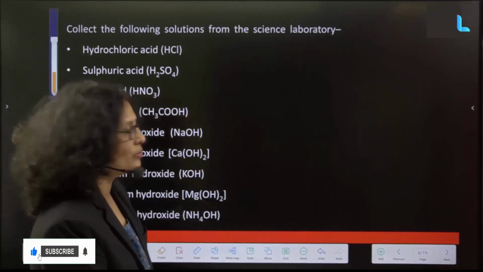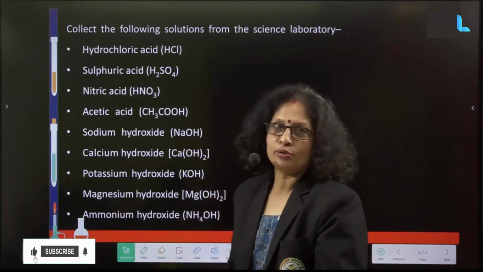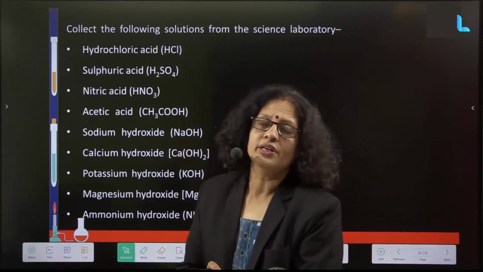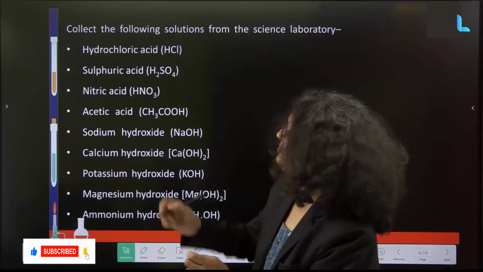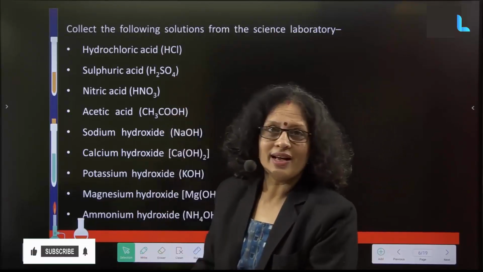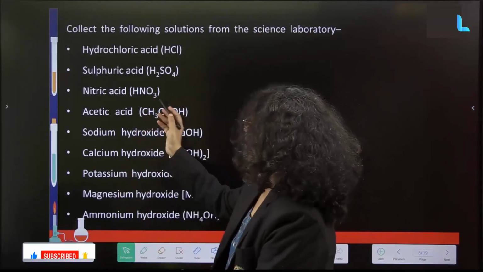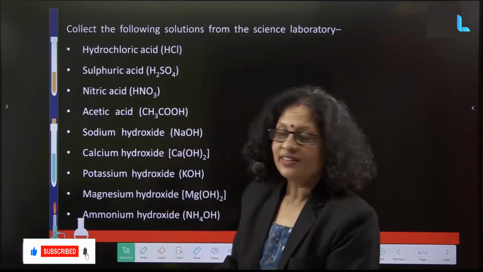Collect the following solutions from the science lab. Now you have to collect all these solutions and find out by treating them with the different indicators. If you treat them, you will identify in which medium a particular indicator gives color. Like hydrochloric acid is an acid, sulfuric acid is also an acid, nitric acid is also an acid, acetic acid is a weak acid.